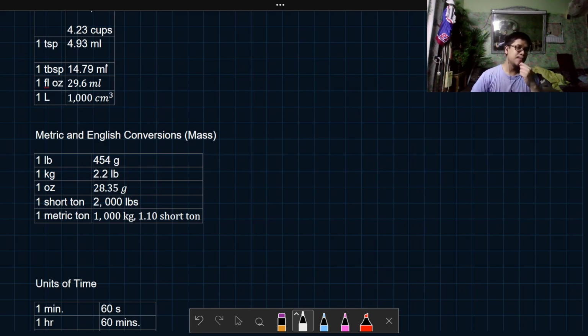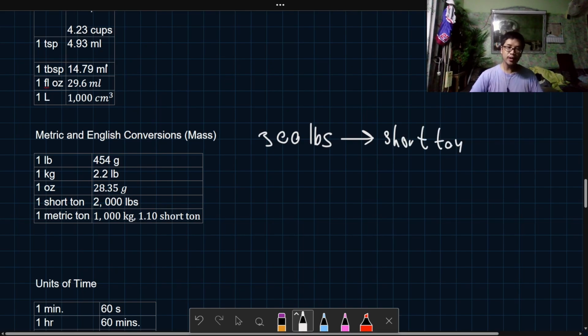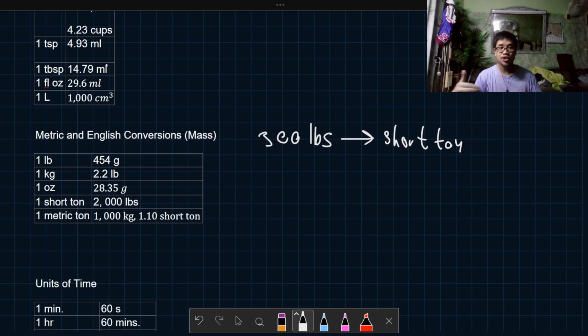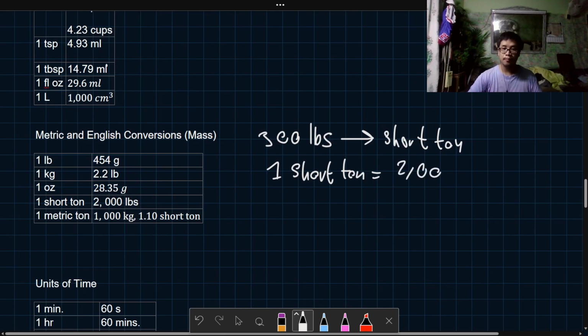What's the best example I can use here? Let's just say I have 300 pounds, and I wish to convert it into short tons. So we're going to use again an equivalence that shows the relationship between the short ton and pounds. Remember that one short ton is equivalent to 2,000 pounds.